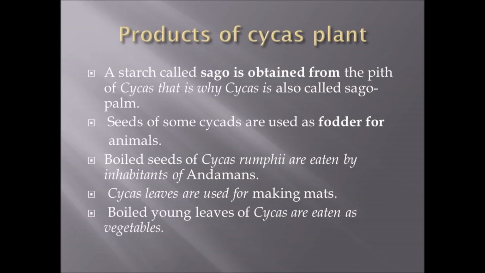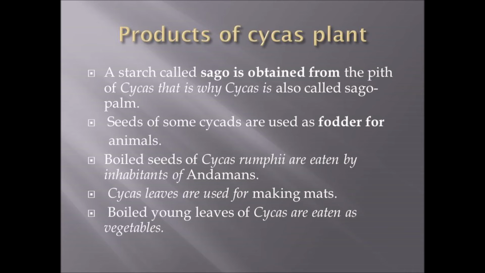Next is products of the cycas plant. The starch obtained from the cycas plant is called sago. It is obtained from the pith of cycas. That is why cycas is also called sago palm. Sago, you would have seen, is usually used in desserts. Sago is also called jowar.